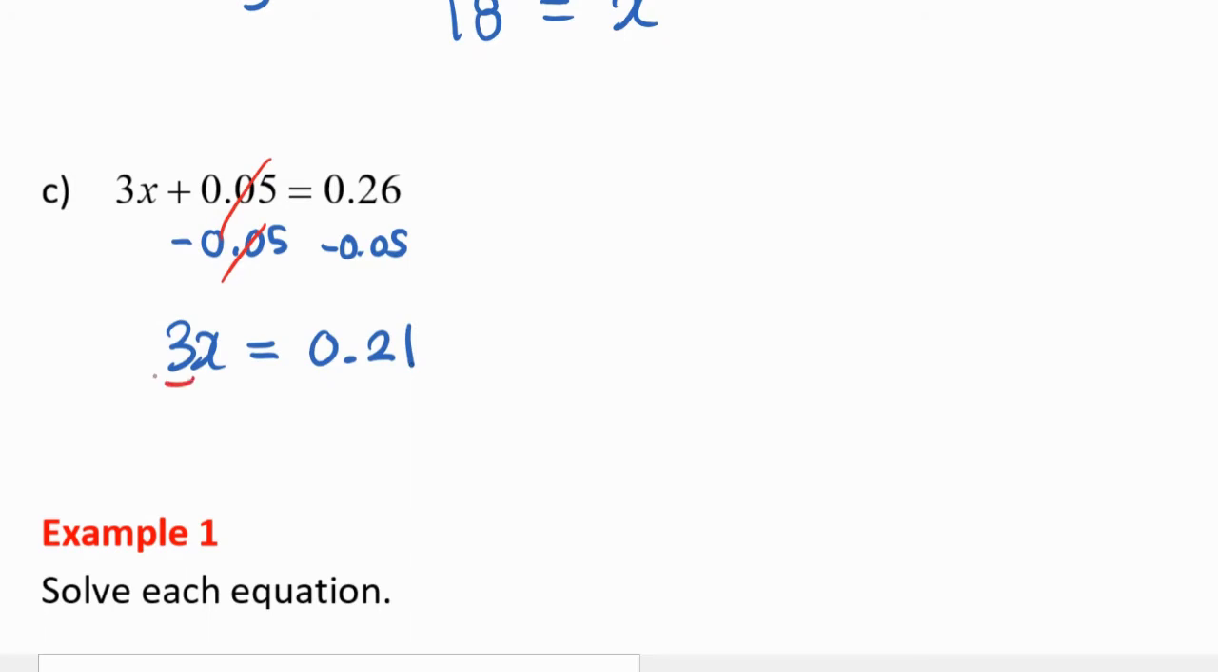Now, to get rid of multiplying 3, I'm going to divide both sides by 3. You can use division bar or division sign. If you use the division bar, it will be divided by 3, divided by 3. They are the same thing. Remember that. Okay. 3x divided by 3, cancelled. Then I have x equals 0.21 divided by 3. That will be 0.07.